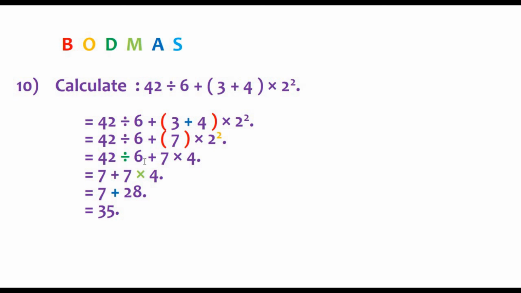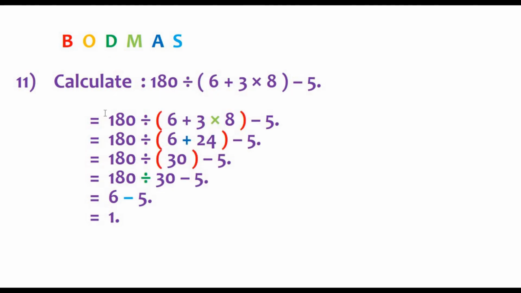Now we are left with a division, an addition and a multiplication. So which has more priority? As you know, division and multiplication have the priority, but they both need to follow the left to right order. So 42 divided by 6 becomes 7, and 7 multiplied by 4 becomes 28. Now 7 plus 28 added together makes 35. So 35 is the final answer.